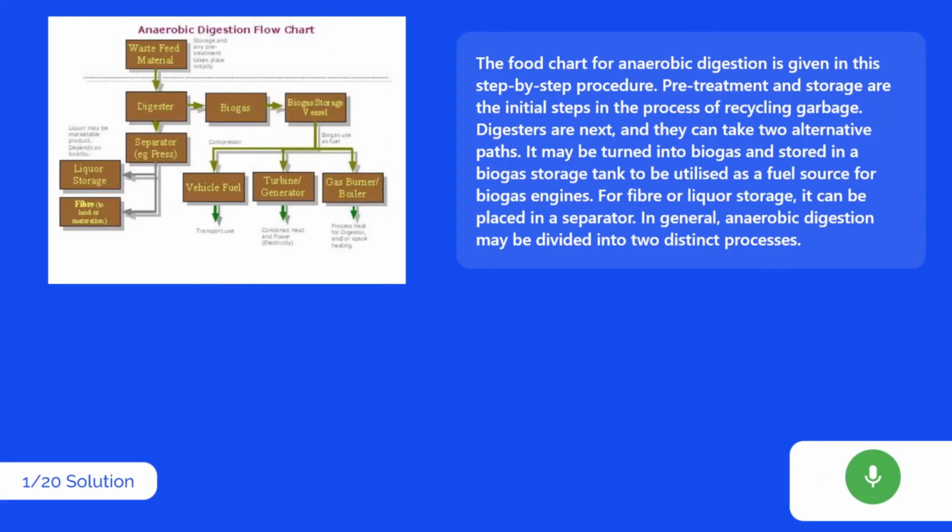The flow chart for anaerobic digestion is given in this step-by-step procedure. Pre-treatment and storage are the initial steps in the process of recycling garbage. Digesters are next, and they can take two alternative paths.